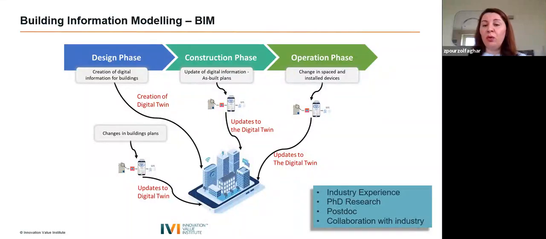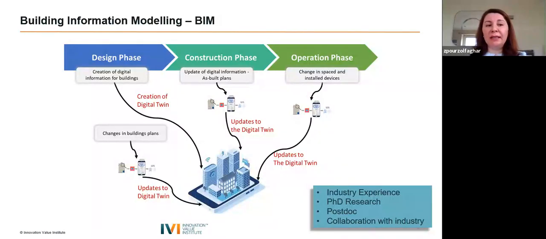Also, over the operation phase, we generally have some changes happening in the building, for example, refurbishment. Again, it is expected that the digital information for the building is up to date at any time. This is the exact meaning of the digital twin. This is what has been expected from BIM technology.